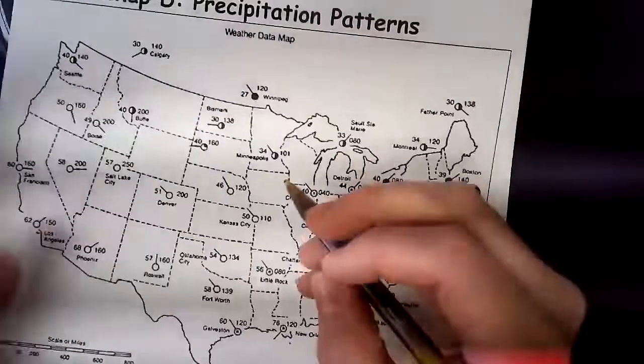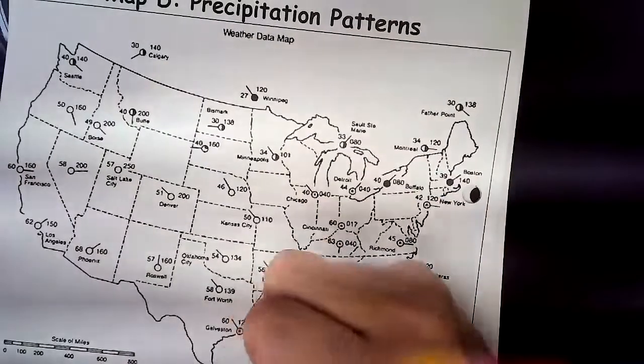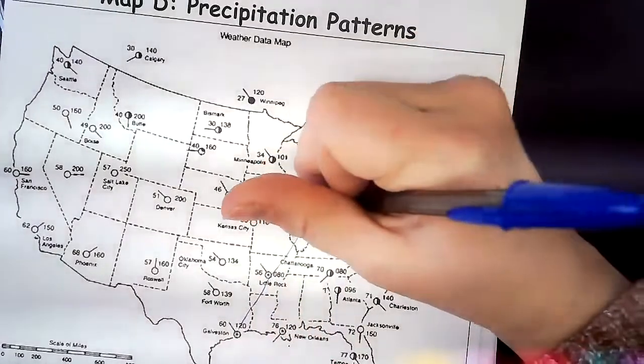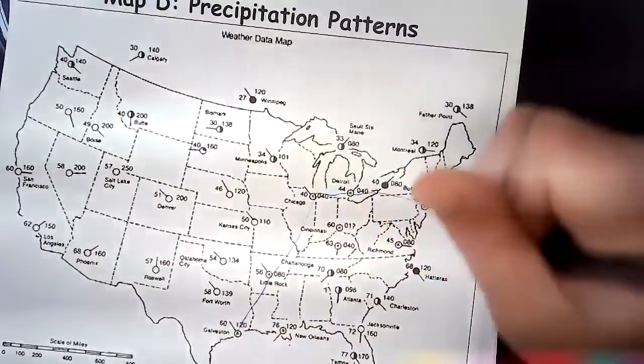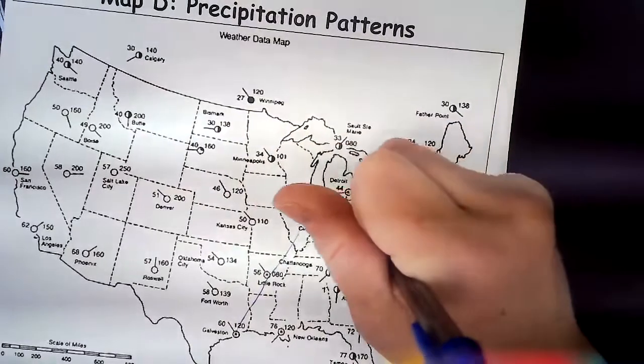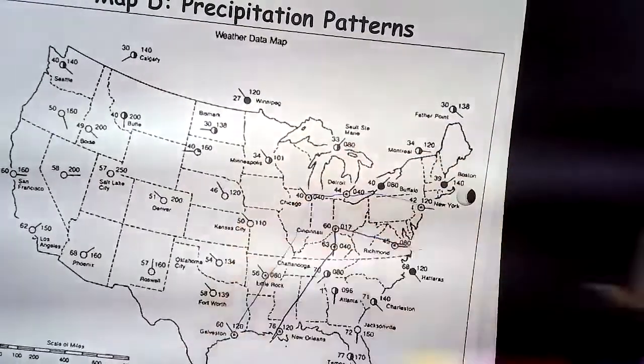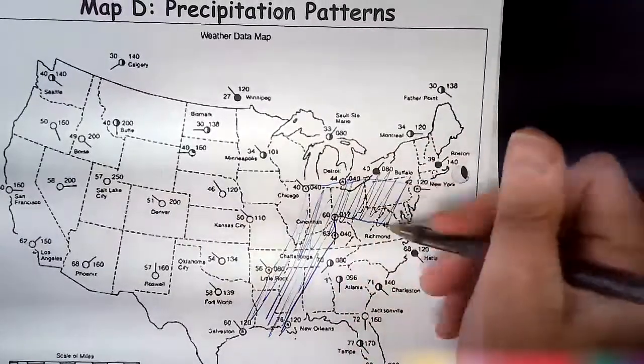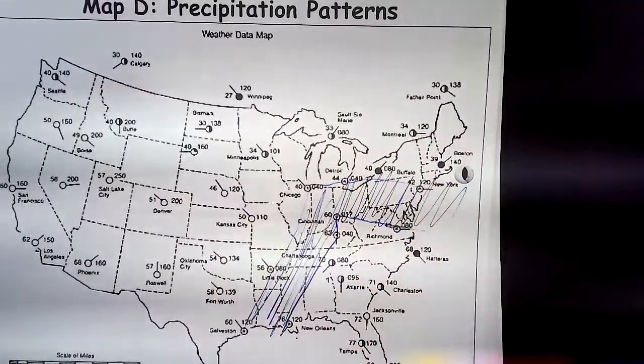So what we need to do is connect all these places where rain is occurring. And it's really quite simple. You're going to come back in and connect them. And then it did ask you to shade that area in. So that is the only area on the whole United States where rain is occurring.